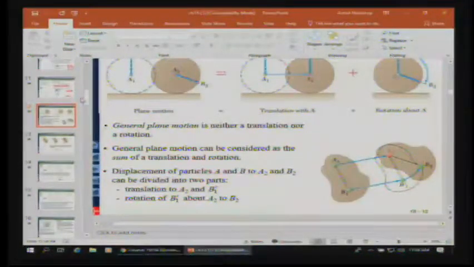But general plane motion is neither a translation nor a rotation. It is a combination of both. And general plane motion can be considered the sum of a translation and a rotation. Just need to remember that that sum is a vector sum. So we need to consider the directions of the translation and the rotation. And the displacement of particles A and B to A2 and B2 can be divided into two parts: the translation and the rotation about the first point. So here on this slab we talk about point A translating, and then we talk about B rotating about A.